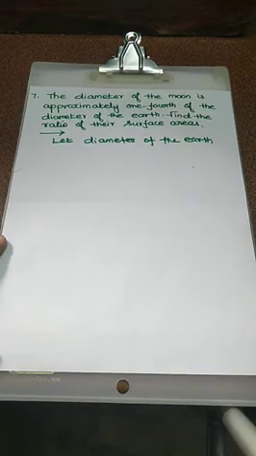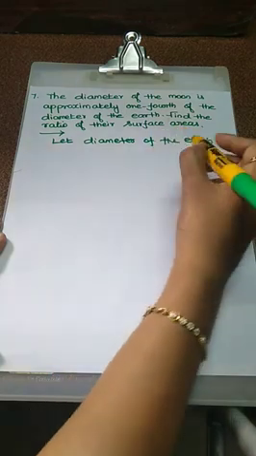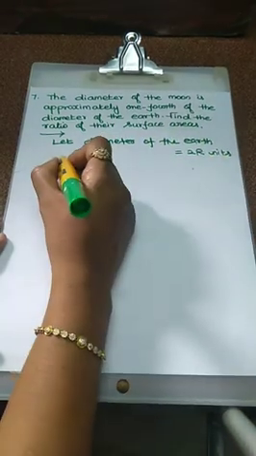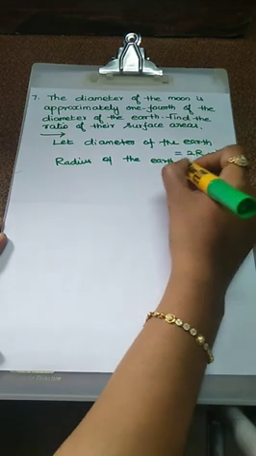Next problem. The diameter of the moon is approximately 1/4 of the diameter of the earth. Find the ratio of the surface areas. What is given? Diameter of the moon is 1/4 of the diameter of the earth. So first imagine the diameter of the earth is 2 r units. So what is the radius of the earth? Radius of the earth is equal to r units.